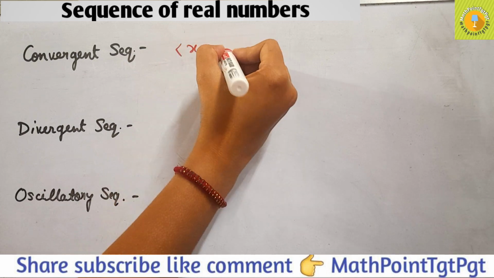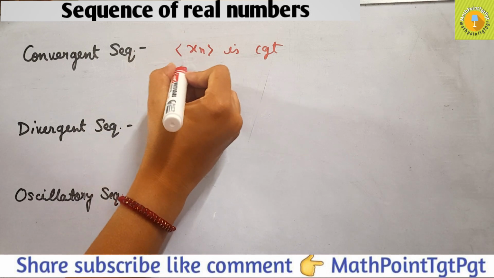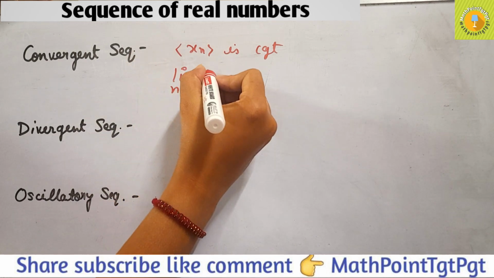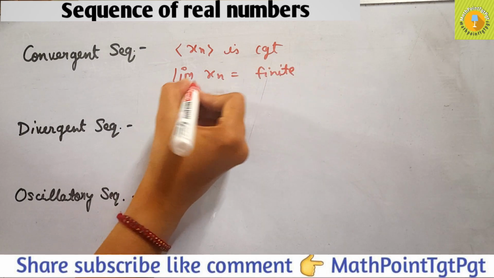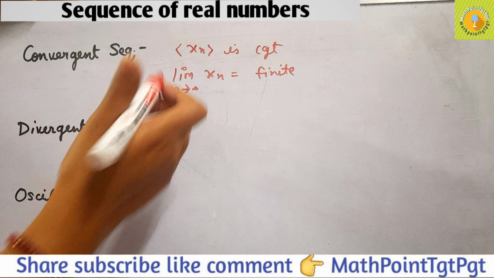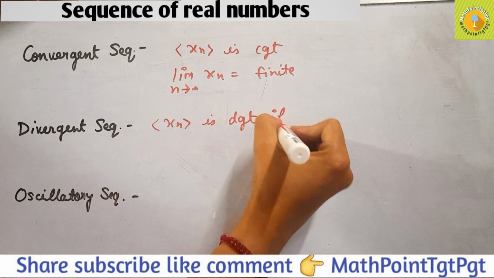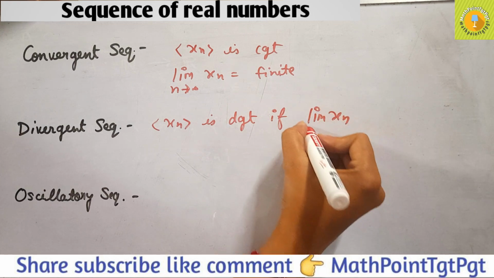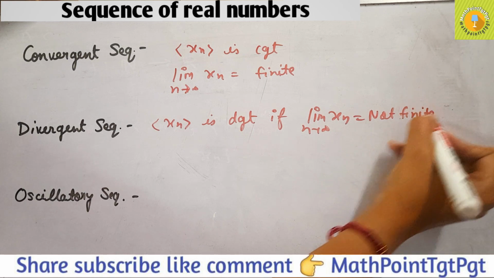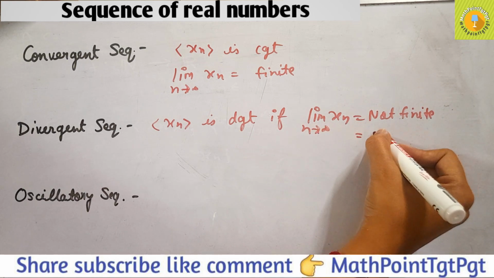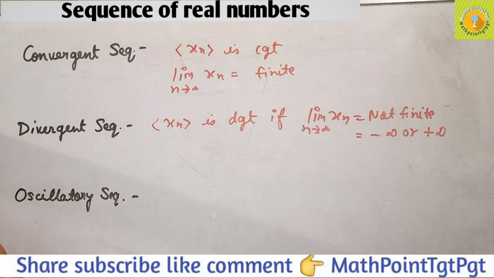Next is the convergent sequence. A sequence xn is convergent if the limit of xn, as n tends to infinity, is finite. And what is divergent? A sequence is divergent if the limit of xn is not finite. Not finite means the limit goes to either minus infinity or plus infinity.